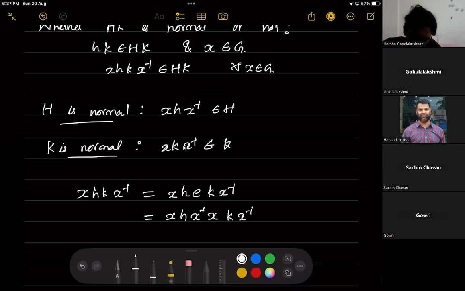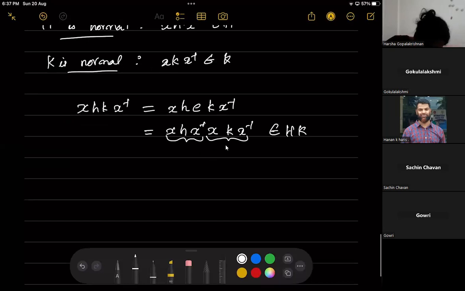Okay. So here I got X inverse here. Here I got X inverse. So because of this normality condition, I have this X inverse belongs to H and X inverse belongs to K. So this belongs to HK. Fine. So the element belongs to HK means HK is normal.